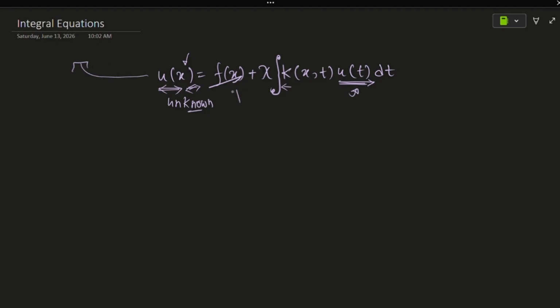So the question may arise: what is f of x? What's lambda? What's k of x, comma t? And why do we even use t here instead of x? To answer the last question, the reason we use t here is not a big deal, because this is basically just a dummy variable. We could have used anything. We could have used y, alpha, or xi. It doesn't make any difference.